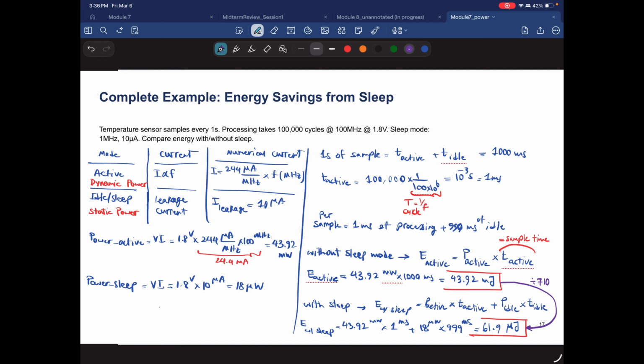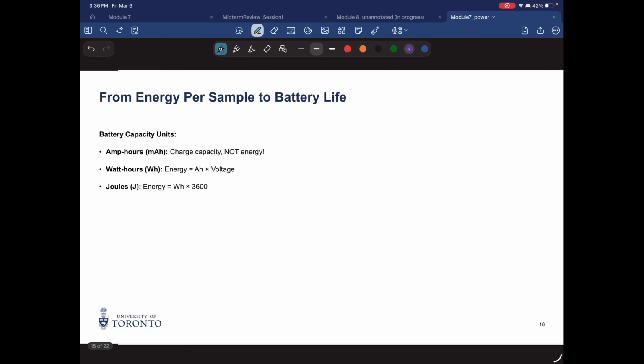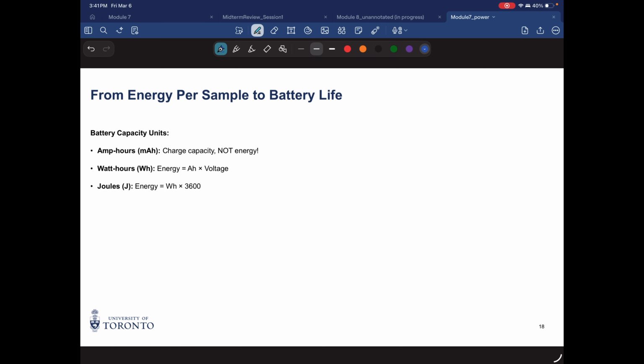So when we look at what this means in terms of battery life, what is this in battery life? Okay, now let's see how we can translate battery capacity to battery life. Usually the charge capacity is given to us in milliamp hour. We shouldn't confuse this with energy. In order to get the energy in watt hour, we can multiply that number by the voltage of the supply or the voltage reference. And then to get to joules, we can do watt hour multiplied by 3600.